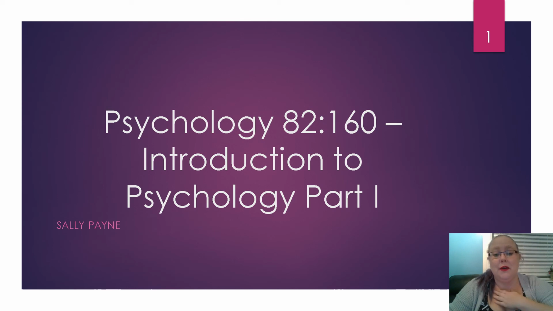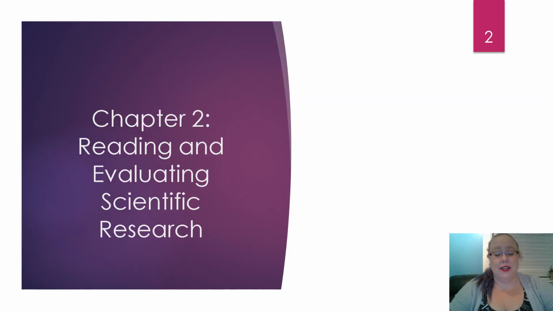So today we are going to start with Chapter 2 on reading and evaluating scientific research. This chapter is basically going to introduce you to all the different research methods that we use in psychological research and talk a little bit about what makes good research. So what differentiates pseudoscientific research or not so great research from really valid and reliable empirical research evidence.